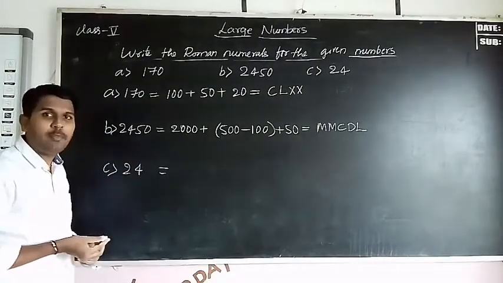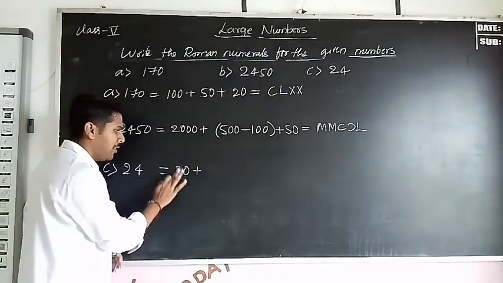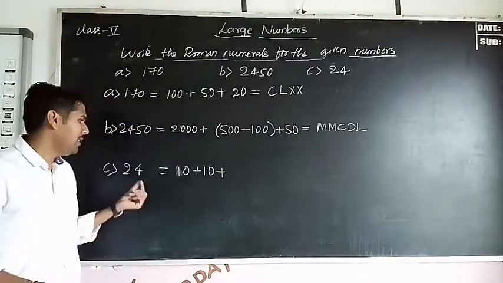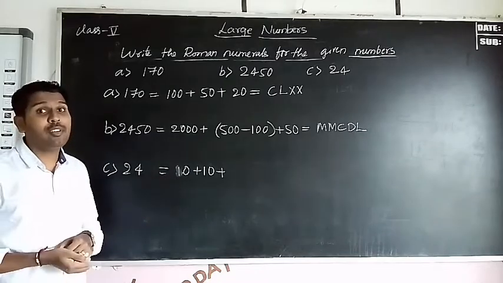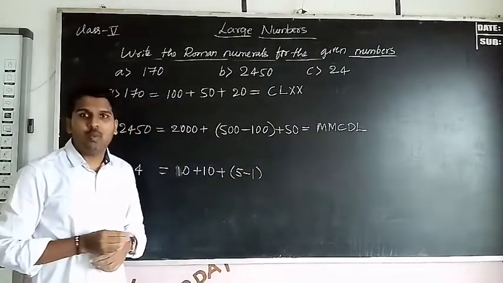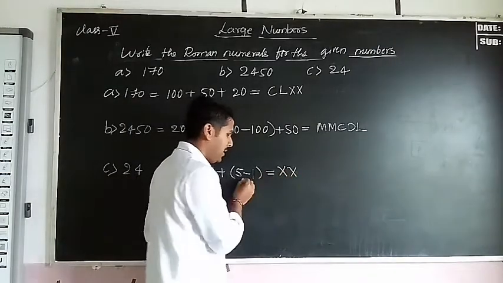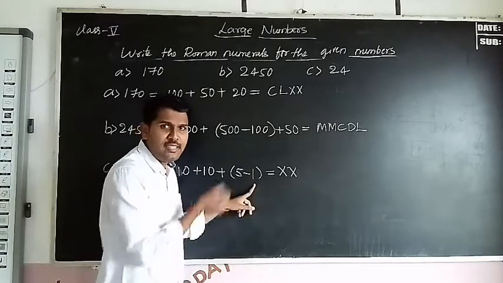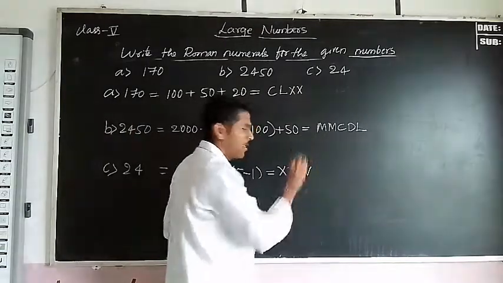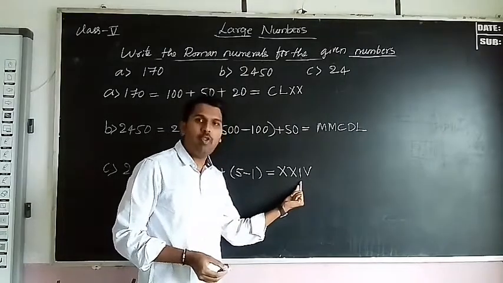Next 24. So how can we write 24? 20 plus 4. Otherwise you can write 10 plus 10 plus 4. How can we write that 4? 4 we can write as 5 minus 1. So 10 plus 10 is X X. Here 1 is the smaller value. That means you should place it before the larger value, 5. This is 24. 10 plus 10, 20. 5 minus 1, 4. 24.